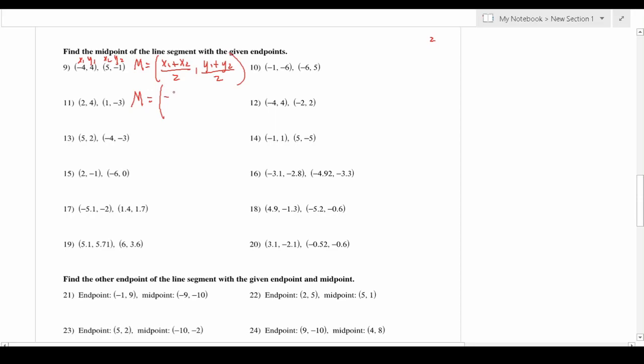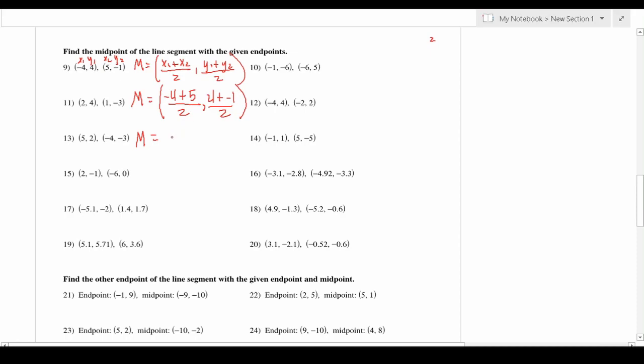X1 is negative 4. X2 is 5. Again, that's over 2. Our y1 is 4. Our y2 is negative 1. Again, that's all over 2.